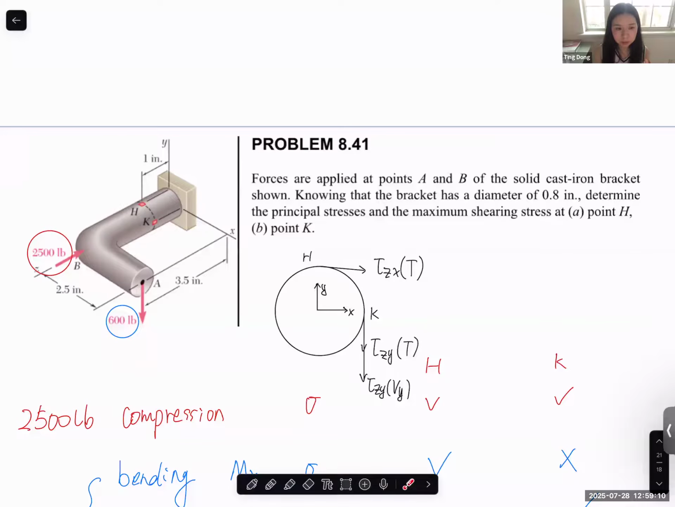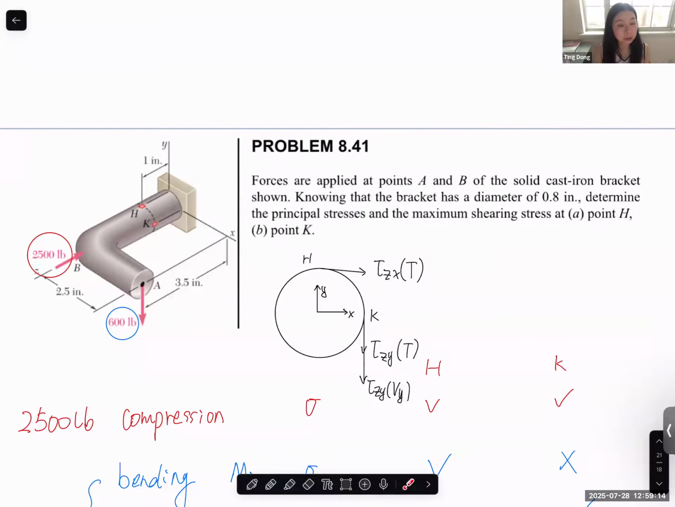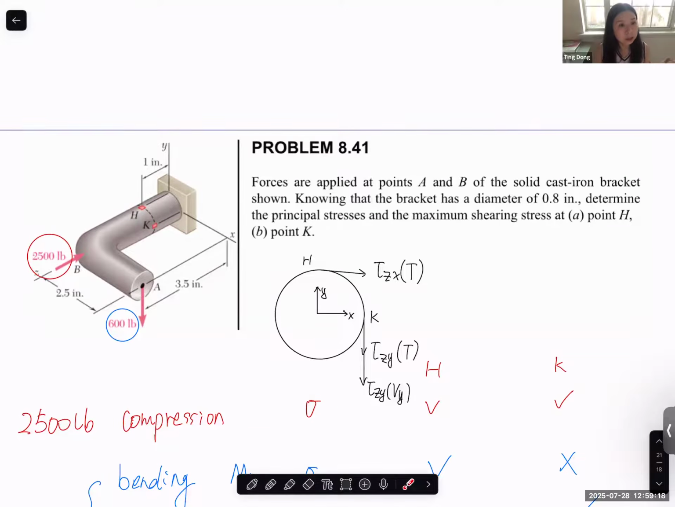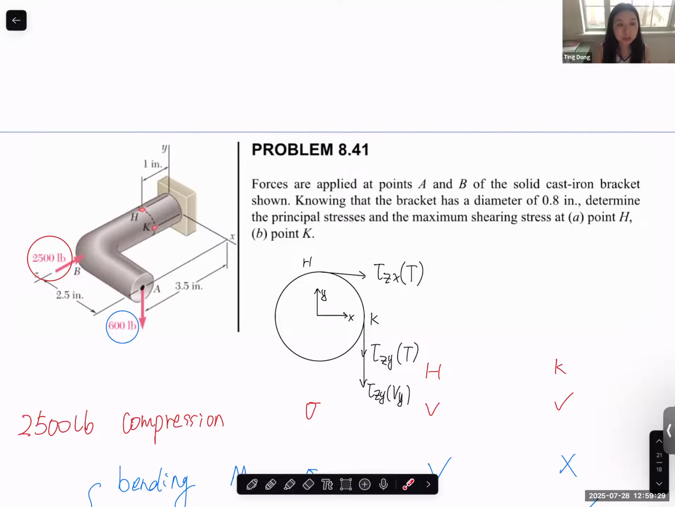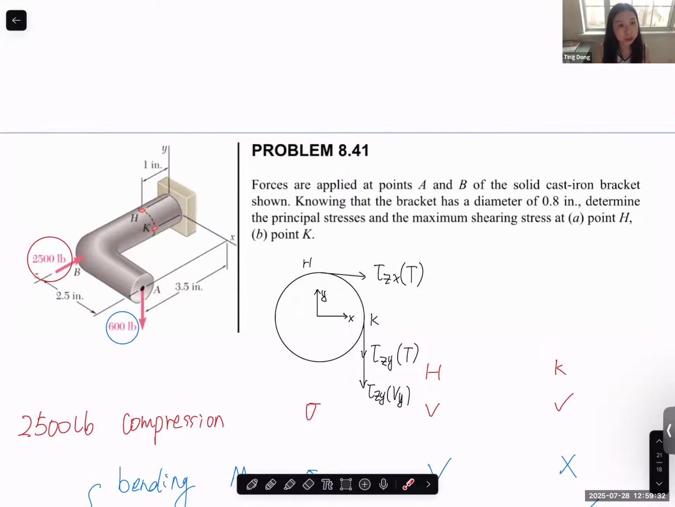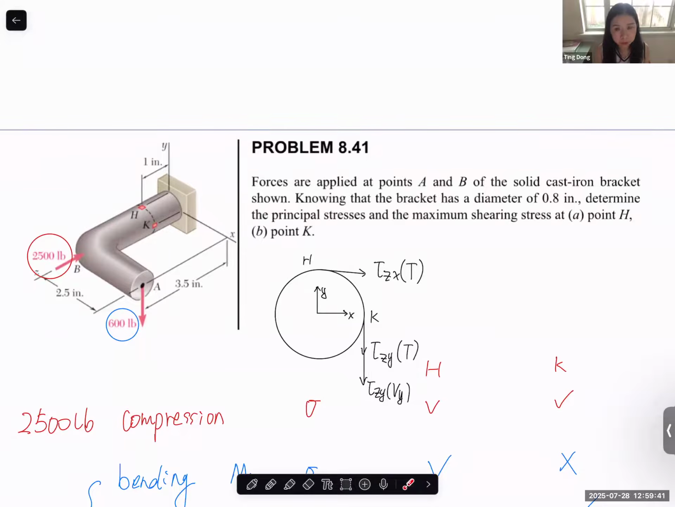You can see that this one is a circular cross section, and we did learn how to calculate the normal stress caused by tension, shear stress caused by torsion, normal stress caused by bending, and transverse shear stress caused by transverse shear, all in circular cross sections. So yes, of course, we can do circular cross sections also.